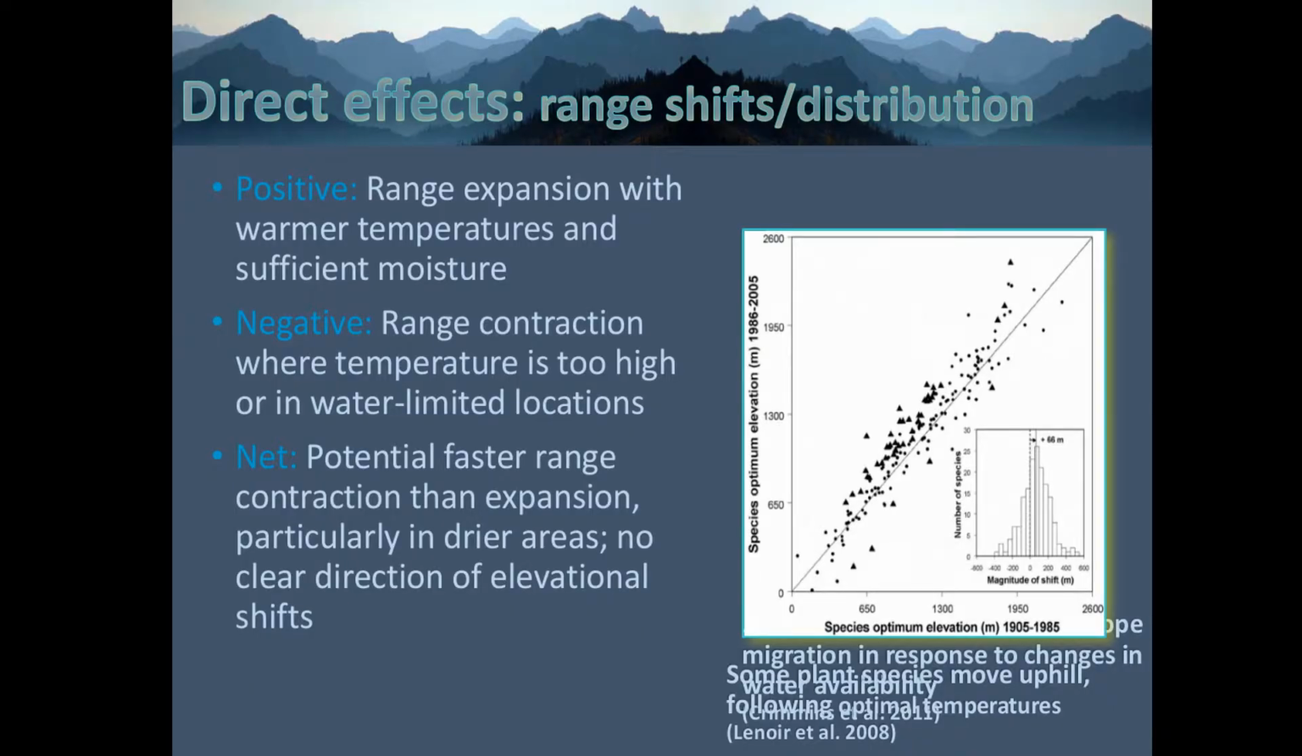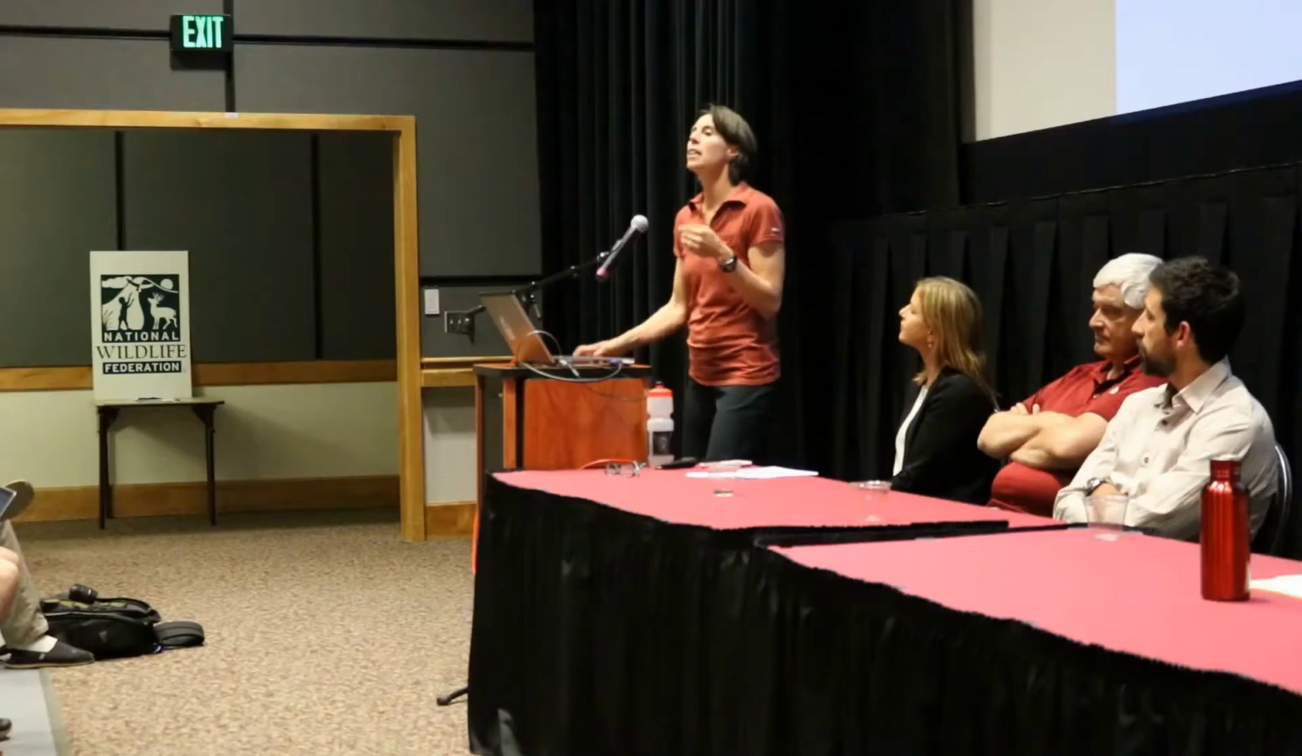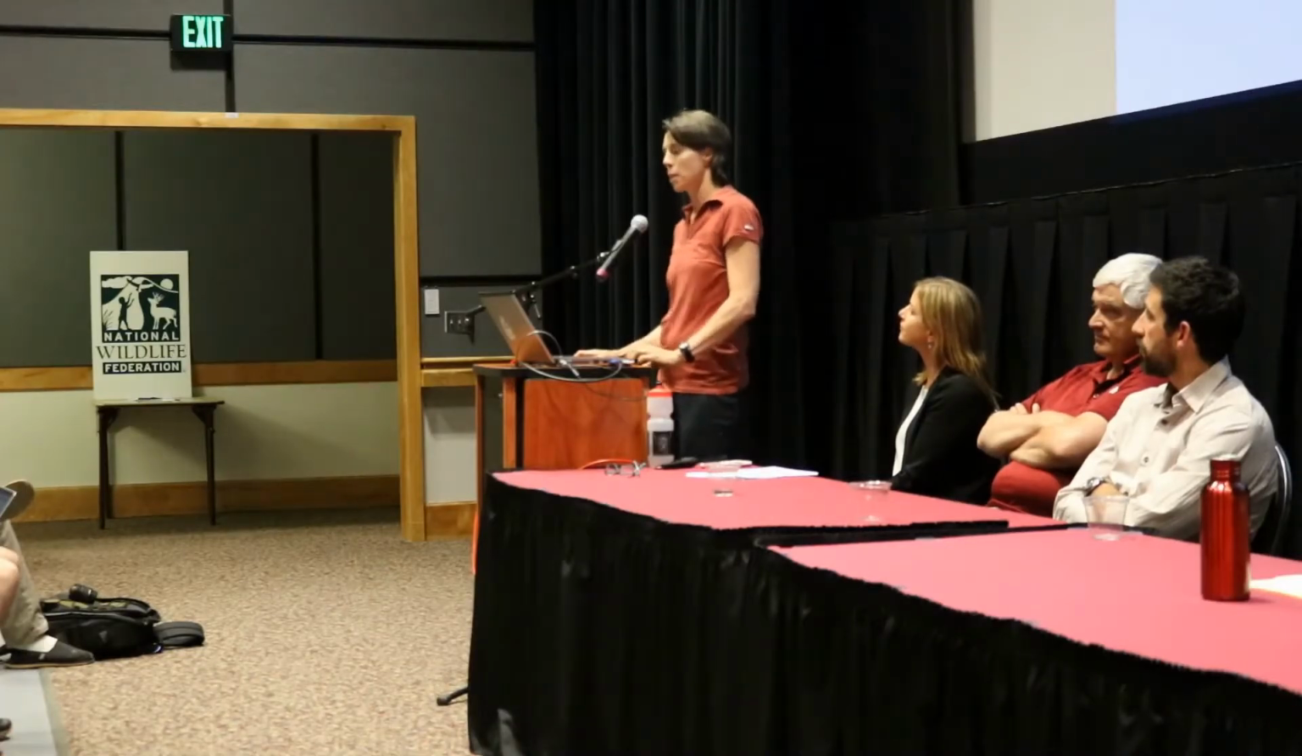There can be expansion with warmer temperatures in areas with sufficient moisture. But range contraction is most likely, especially when temperatures get really hot to a threshold that just kills the trees, and then in water-limited areas. And so you have a potential faster range contraction than expansion. That's probably likely, leading to an overall loss of forested area in Montana.